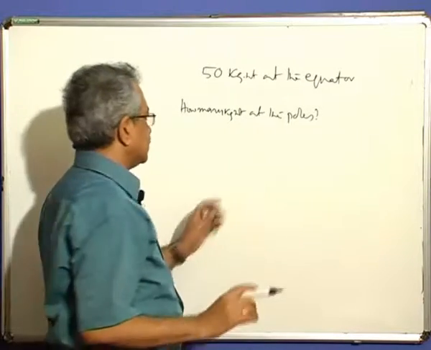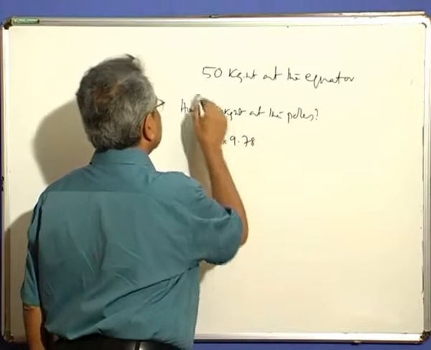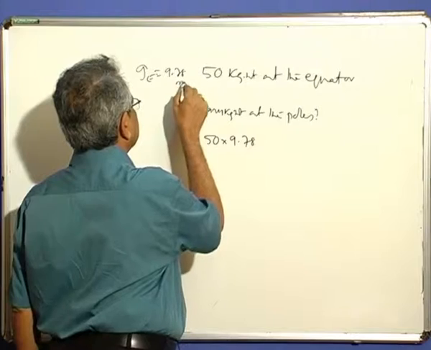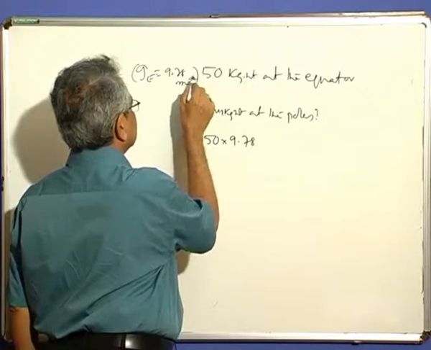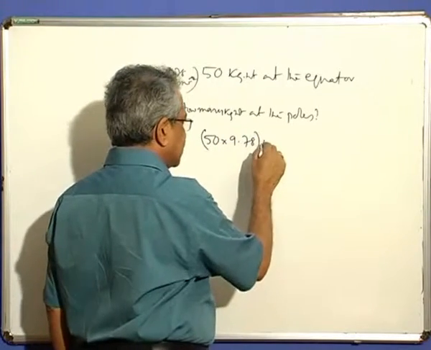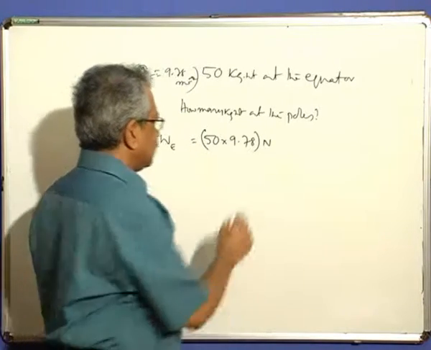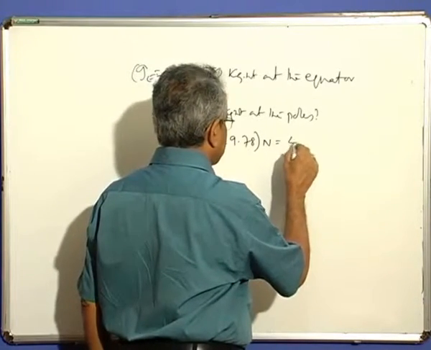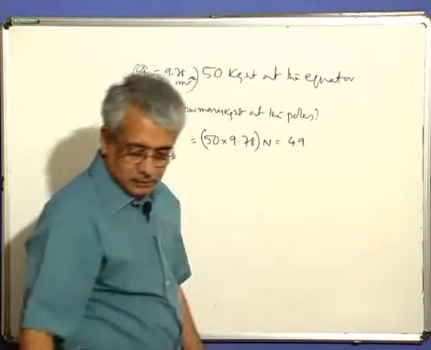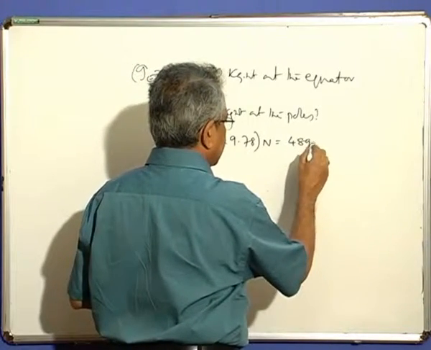How do you understand this? That means 50 kg into 9.78. The value of G at the equator is 9.78 meters per second square, suppose. So this is your weight in Newton at the equator. What will be this value? Work it out. This value is 489 Newton.